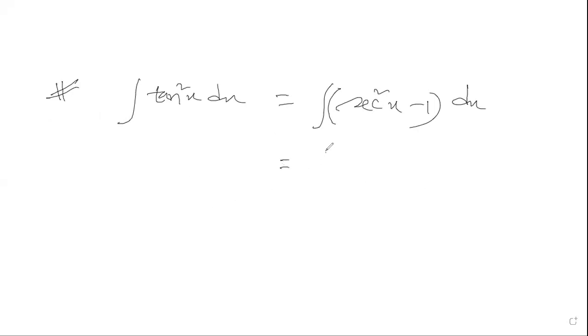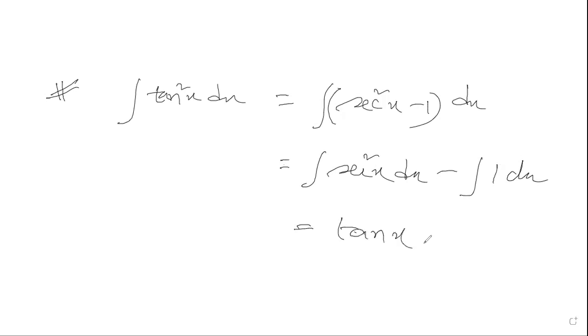Now sec square integration is known to us, and the integration of 1 is also known. If you open the bracket, it will be segregated into two. It will be tan x, because sec square x integration is tan x, minus the integration of 1, which is x. So this is the new kind of problem, this tan square.